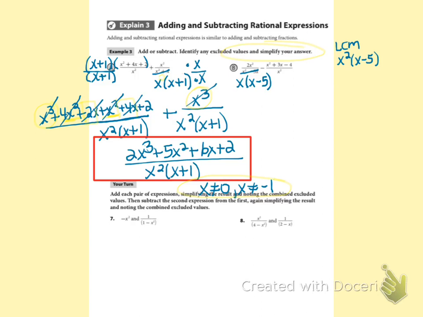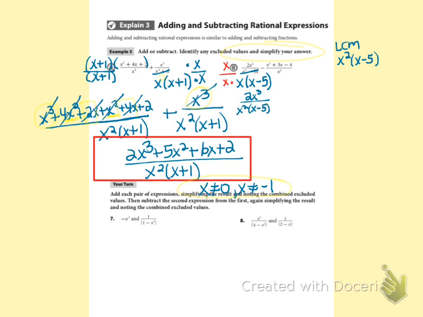So to make this first expression have that LCM as its denominator, it's missing an x, so it needs one more x. So I'm going to multiply both the top and the bottom by an x. I'm going to multiply top and bottom by x over x. And so that is going to turn that numerator into a 2x cubed. And it's going to make that denominator x squared times x minus 5.